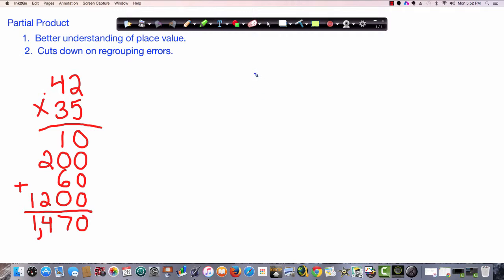So again, you're just stacking the results based on the multiplication that you're doing as you go through the place values. So let's try another one. Let's say we have 63 times 98. So the first thing we're going to do is go to the 3 and the 8, which are in the ones. So 3 times 8 is 24.